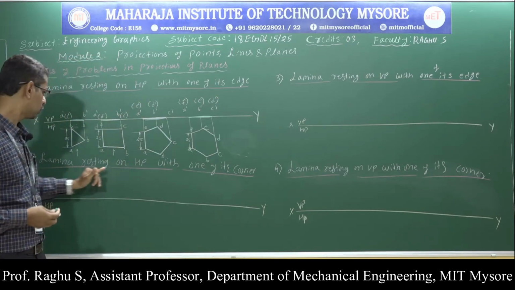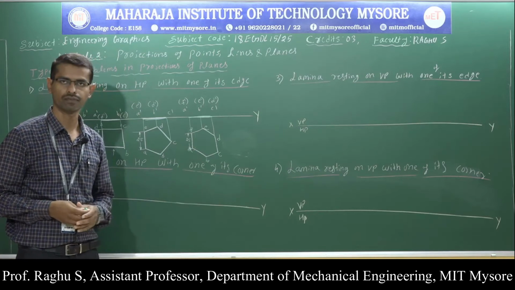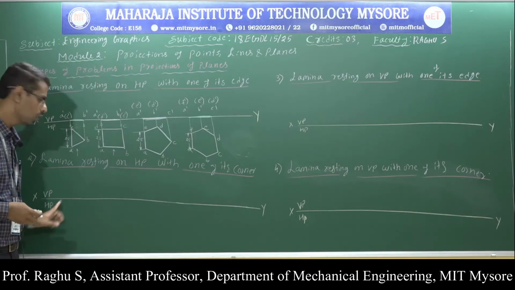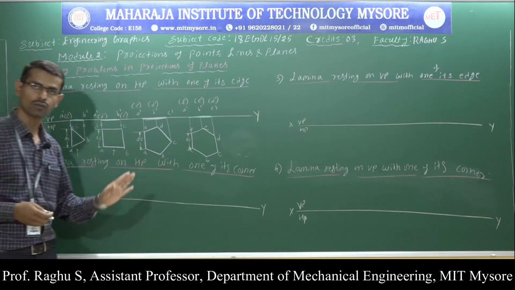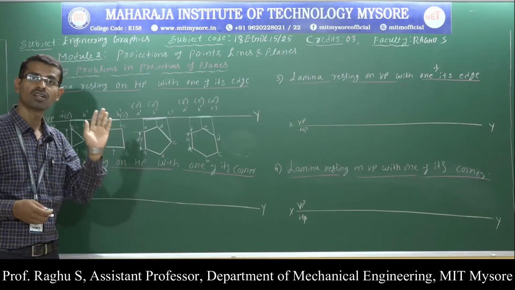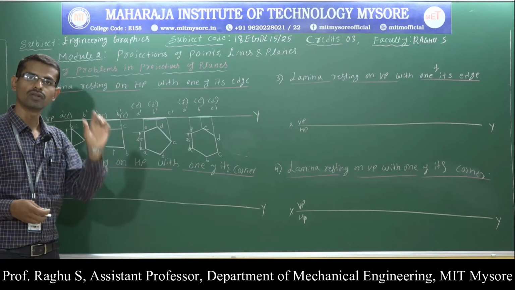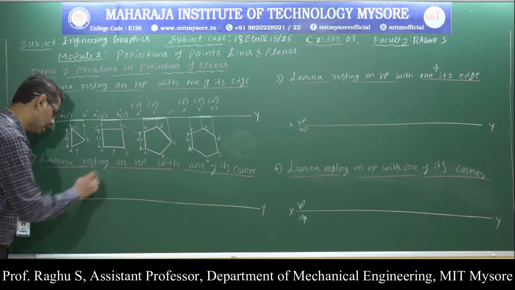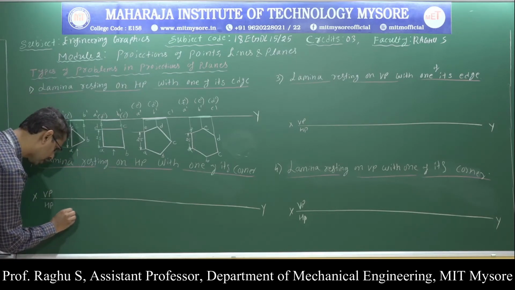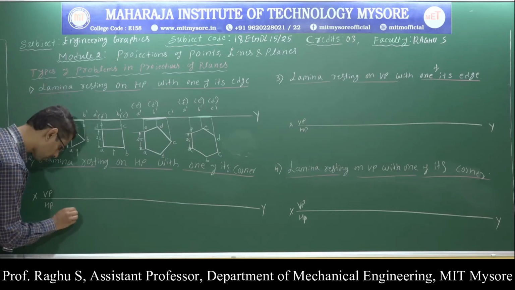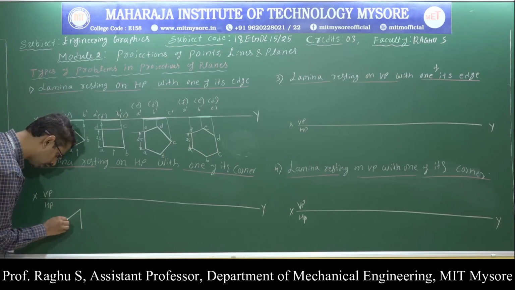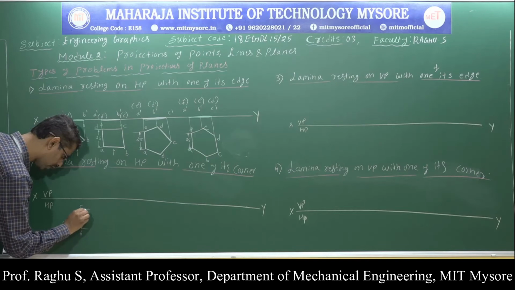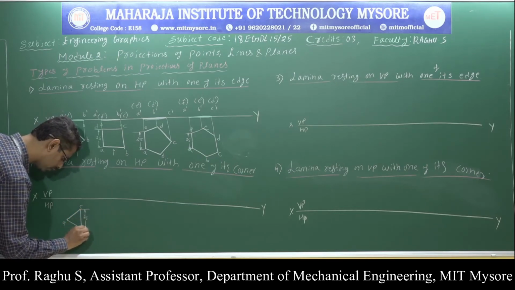Similarly, lamina resting on HP with one of its corners. Here is the corner resting condition. So this is HP. Now the lamina is resting on HP with one of its corners. Therefore towards your left side, construct laminas such that the corner comes on the left side. Say a triangular lamina. Construct a triangular lamina A, B, C. Indicate the dimension 25 mm.